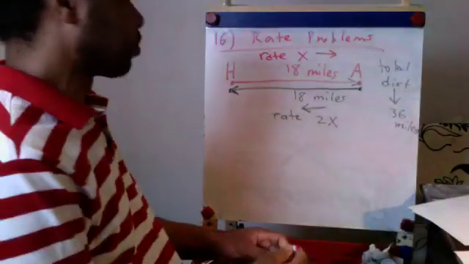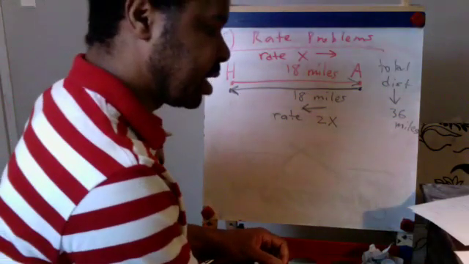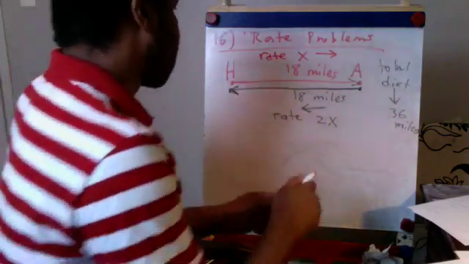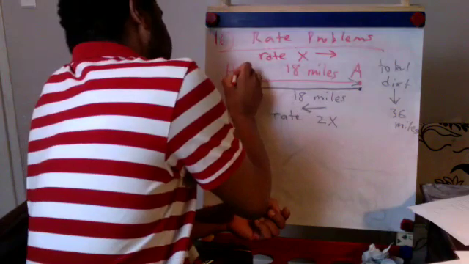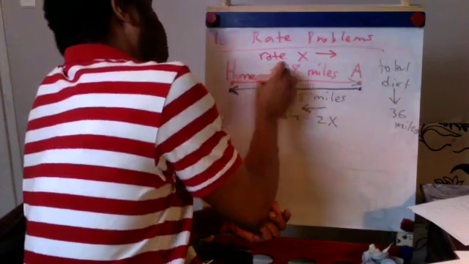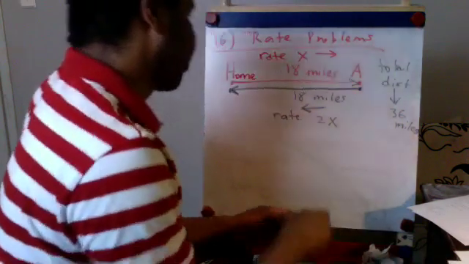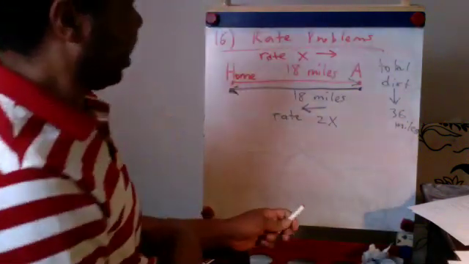All right, so number 16: Derek drove 18 miles from home to the airport, so this is home, to pick up his sister. Then he returned home. That's not 18 miles.